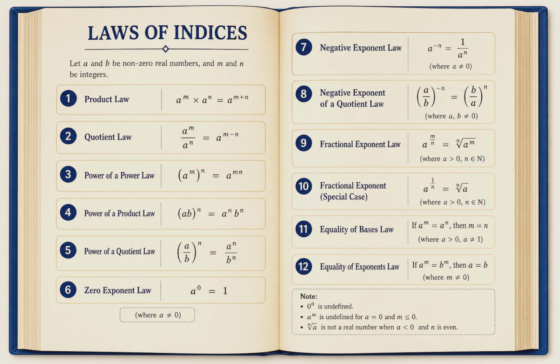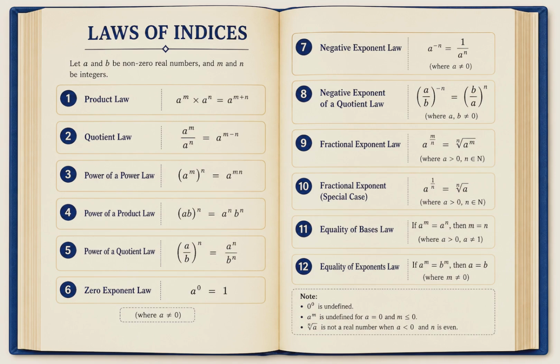Now the second law, which is the quotient law, is just a division law. That is, a raised to power m divided by a raised to power n. You can write it in the fraction way, or you can write it in the normal way, a raised to power m divided by a raised to power n. So here, instead of addition, we have subtraction. That's why we come about a raised to power m minus n.